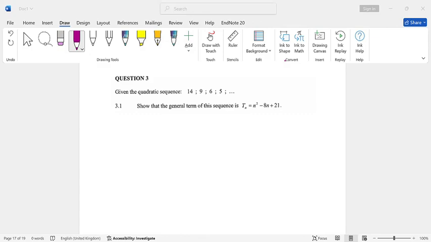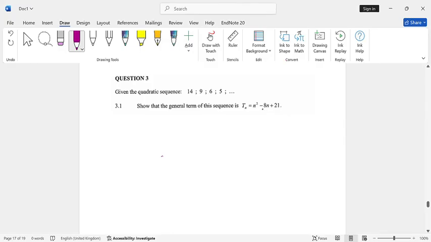Now move on to the next question. We have in question 3, which is given the quadratic sequence 14, 9, 6, 5 and so on. So the first part is 3.1: show that the general term of the sequence is Tn equals n squared minus 8n plus 21.